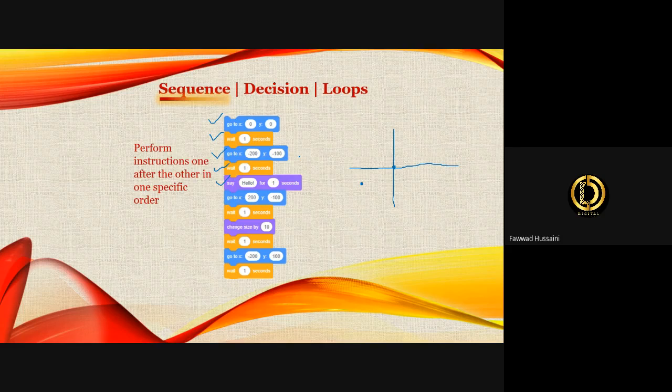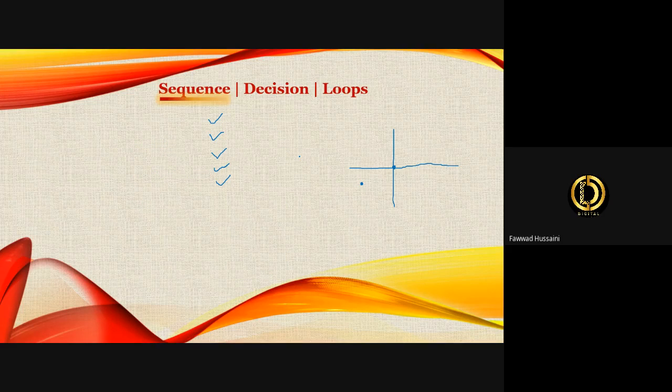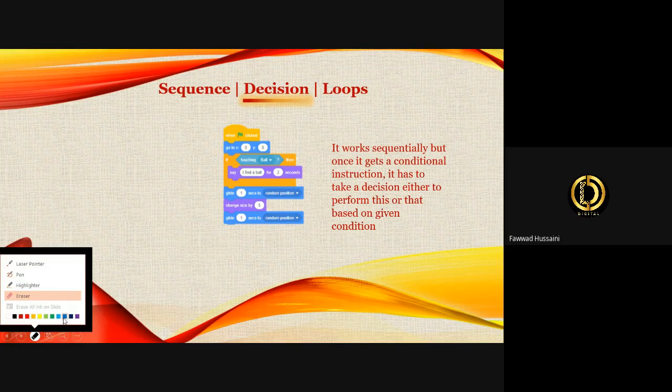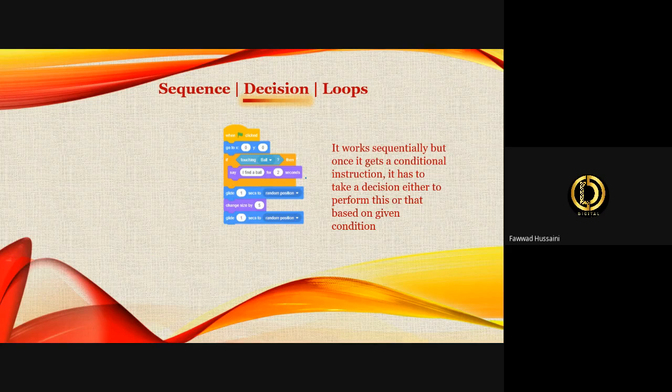The next is decisions. Let's have a look at decisions. What happens in a decision box? Decisions have different routines. When we talk about decisions, it works sequentially, but it also has one important element, that is condition. If you look at this block, there is one block with the if instruction. And this is the place where it's going to make you stop.